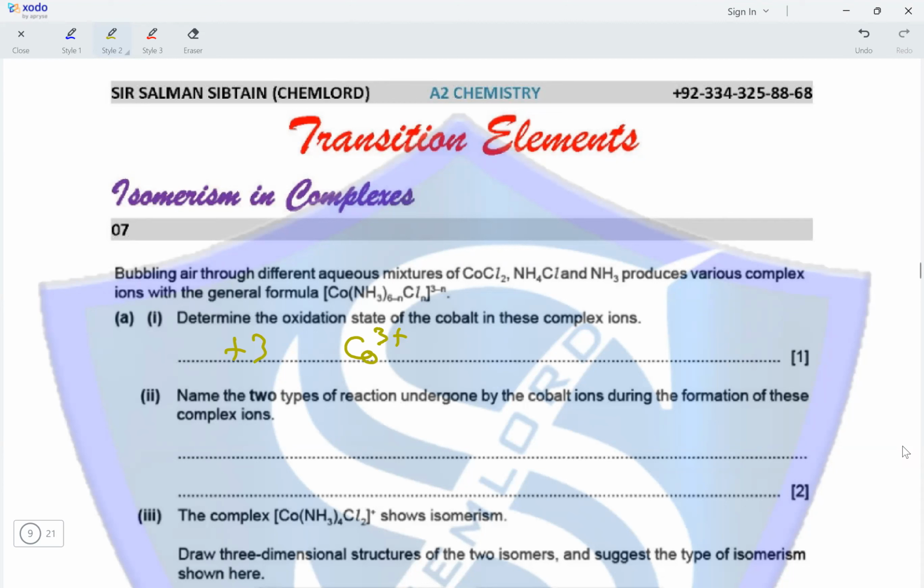The two types of reactions would be, the first one would be ligand substitution reactions, and cobalt has the capability of being oxidized. So it can also undergo oxidation reactions because cobalt 2 plus ion and cobalt 3 plus ion can be present in the complex. A 2 plus ion can be oxidized to a 3 plus ion.